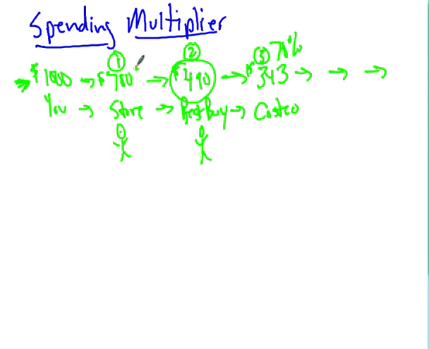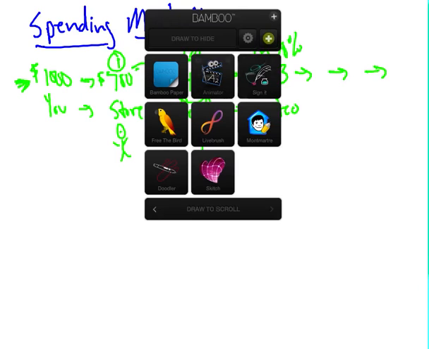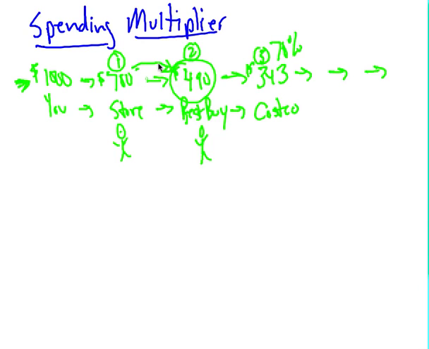And you can see just from these first two transactions that this $1,000 that got put into the economy is actually creating more spending than the original 1,000. The $1,000 got multiplied, and now it's caused it to have a greater impact.